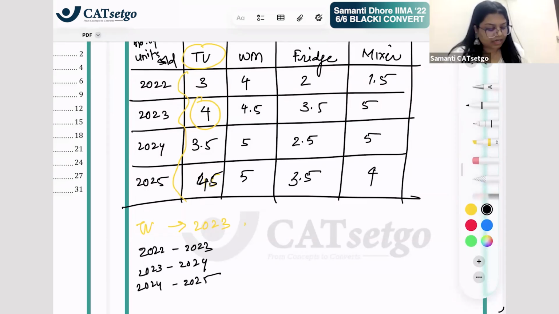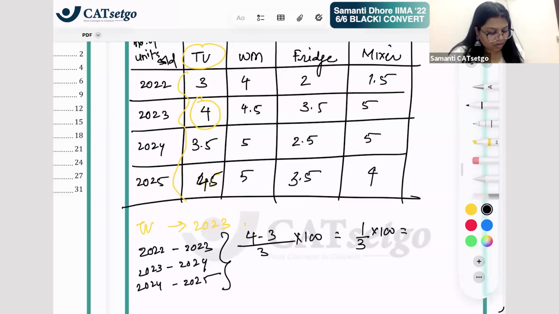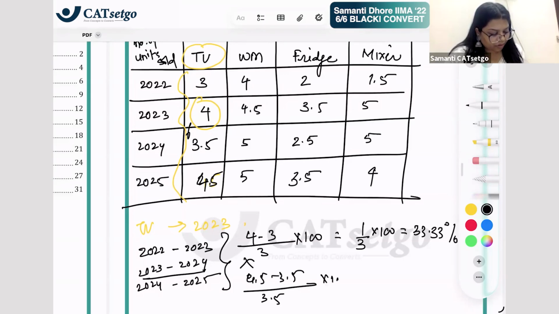How do I calculate increase? Using percentage change. I have solved percentage change before. So it's basically 2023 to 2022: new value minus old value upon old value into 100. So it is 1/3, which is 33.33% increase. Now from 2023 to 2024, there's a decrease, so you're not going to evaluate for this year at all. And then from 2024 to 2025, the increase is again 4.5 minus 3.5 upon 3.5 into 100. So this becomes 1 by 3.5.